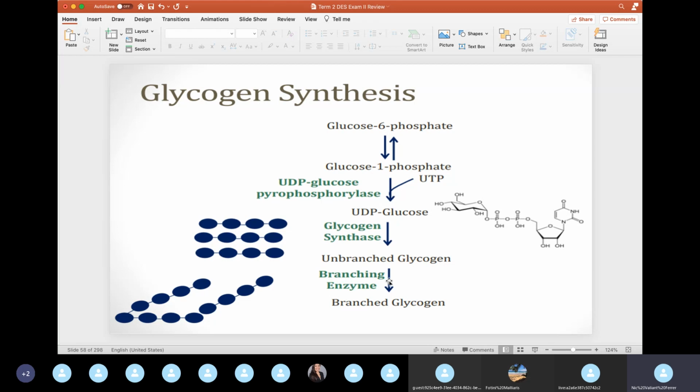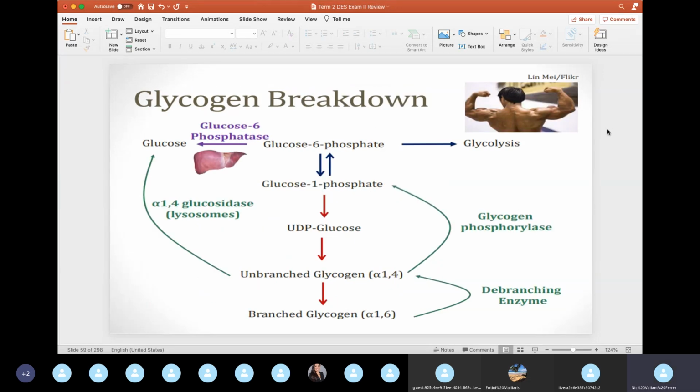And you need a branching enzyme to make a branched version of your glycogen, because if it is unbranched, it's too long, right? It cannot be efficiently stored in your liver. So we need to make it branched to make it compact for storage. How am I going to break down glycogen?